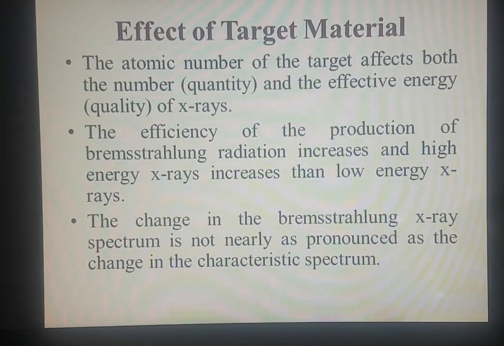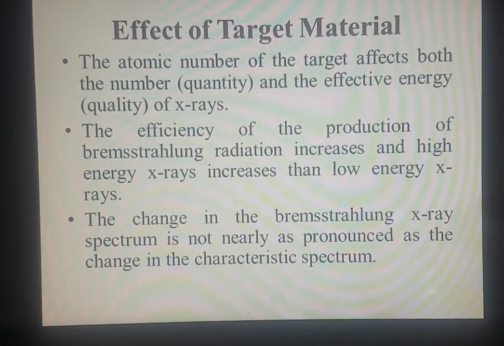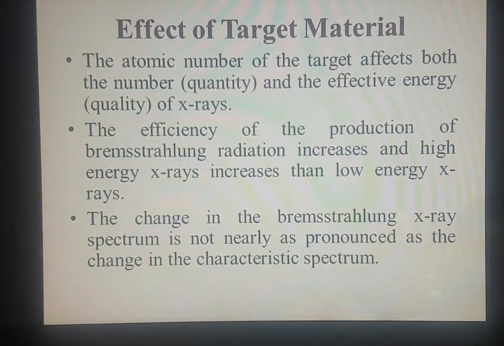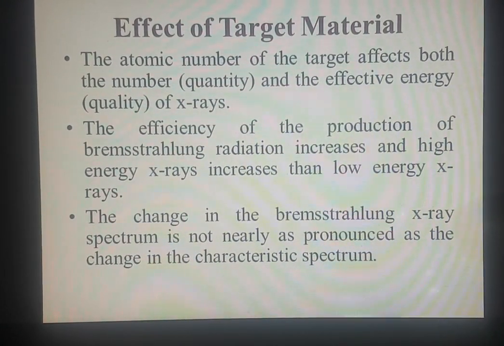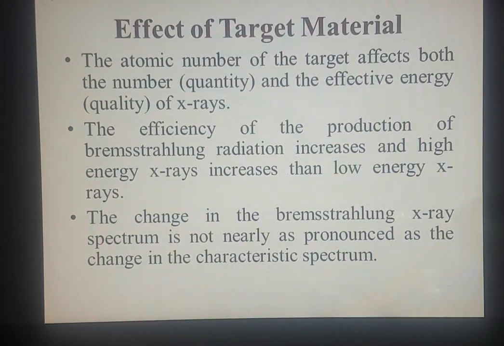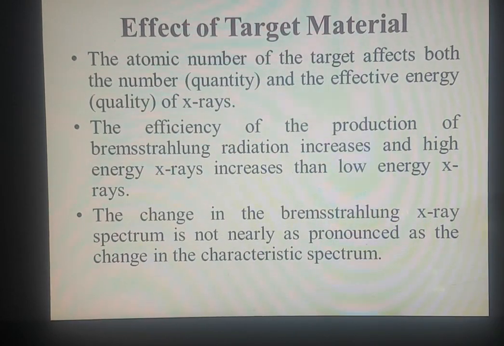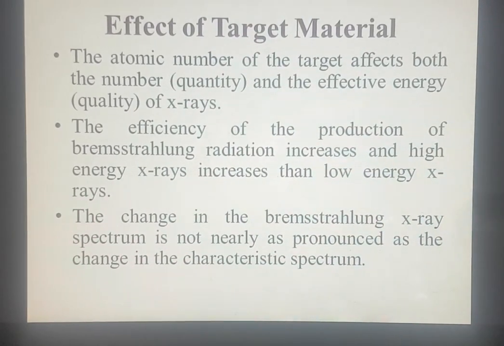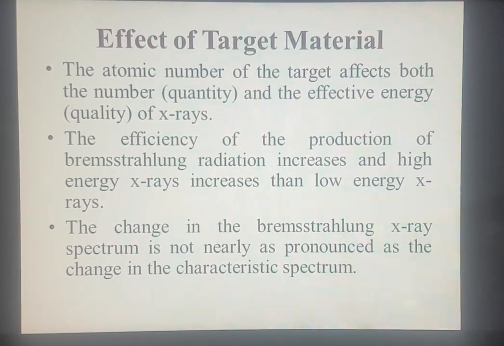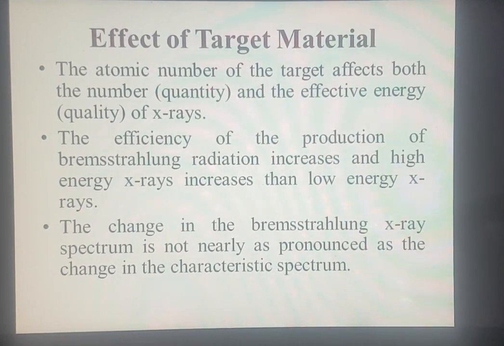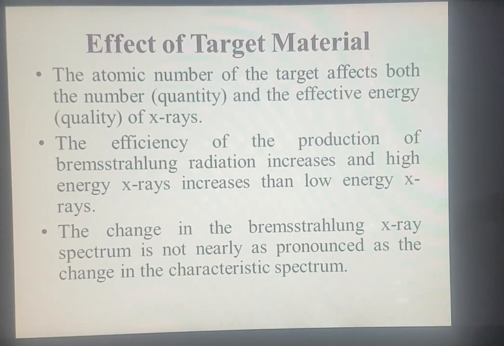Now the effect of target material. The atomic number of the target affects both the number, quantity, and the effective energy, that is quality, of X-rays. The efficiency of the production of bremsstrahlung radiation increases, and high energy X-rays increase more than the low energy X-rays. The change in the bremsstrahlung X-ray spectrum is not nearly as pronounced as a change in the characteristic spectrum, because the bremsstrahlung radiations are not of a particular element. There is not a tungsten involved in bremsstrahlung radiation emission when we talk about its effect.